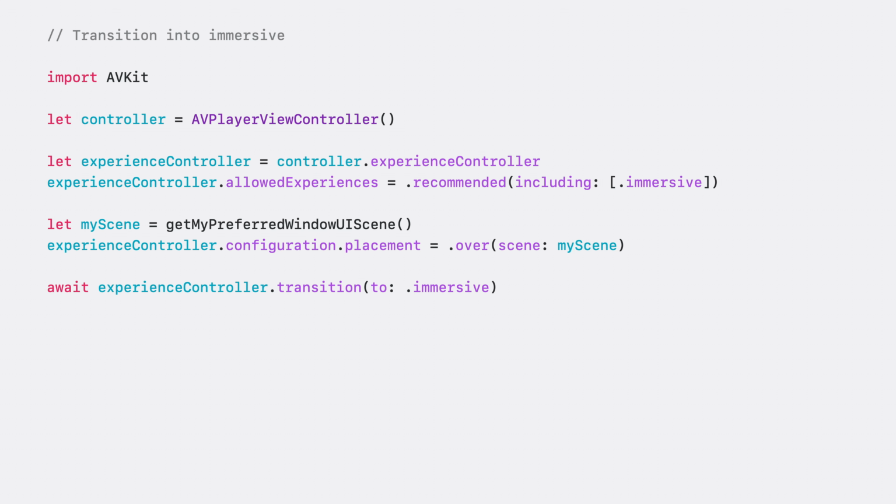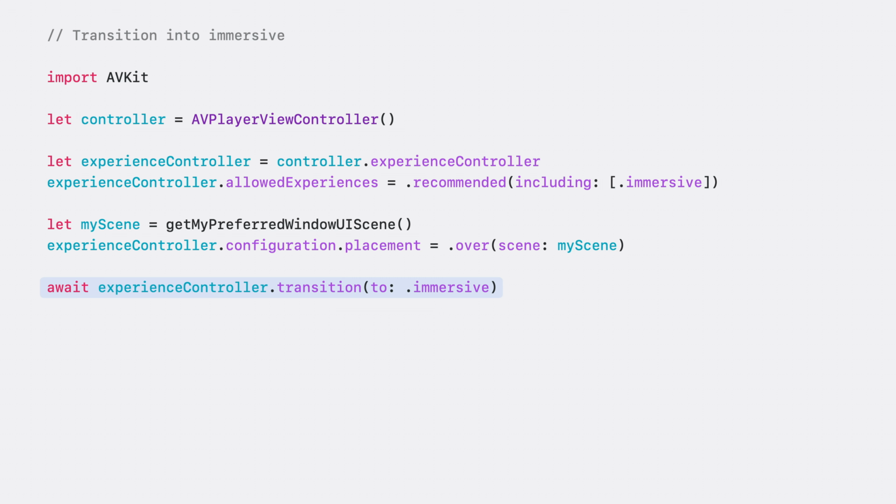Assuming that the AV Player View controller has not been added to the view hierarchy, you will need to specify this through the Configuration API. Do this by accessing the Experience Controller configuration, and provide the placement value with the over function for your preferred window UI scene. Once defined, AV Experience Controller is ready to transition into an immersive experience.